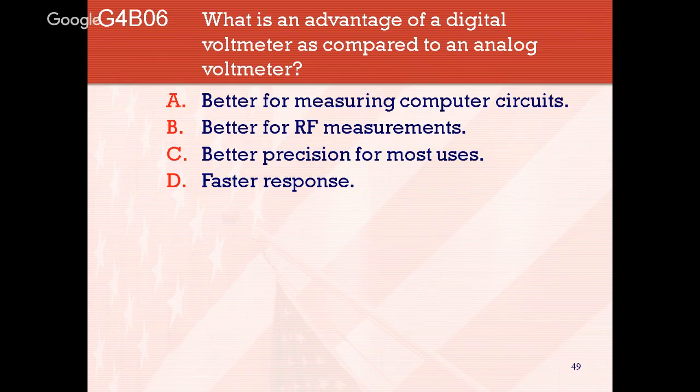What is an advantage of a digital voltmeter as compared to an analog voltmeter? Actually, there are some other aspects to it. It does provide a higher resistance so that it doesn't load down the circuit, but it also has better precision for most uses because of that.